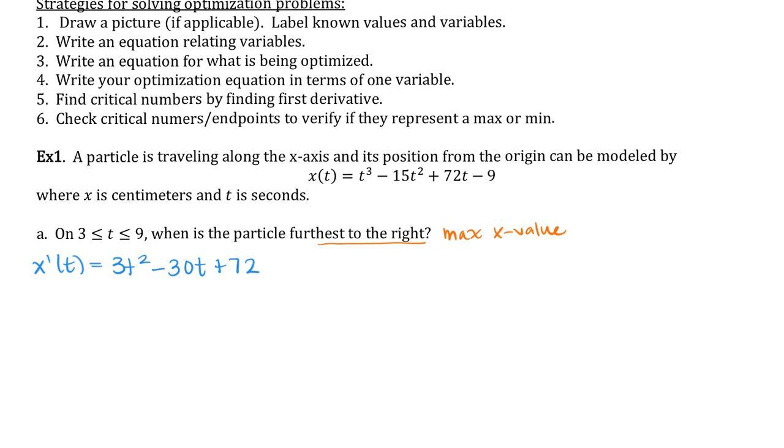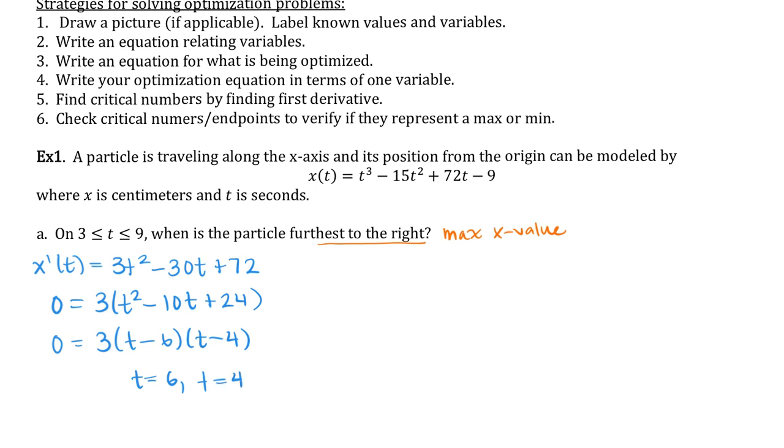Let's find the critical numbers by setting this equal to 0. I'm going to take out the 3 since I can see that everything is divisible. Okay, t equals 6 and t equals 4 are my critical numbers. They want furthest right, they want an absolute maximum. Since they want the absolute maximum, I'm going to use the extreme value theorem. I'm going to check the endpoints and the critical numbers to see which produces the maximum value.